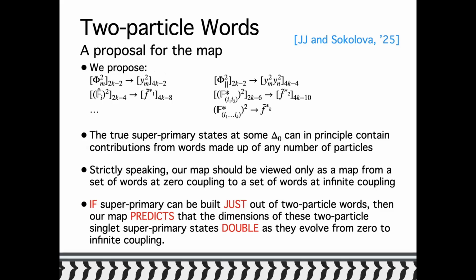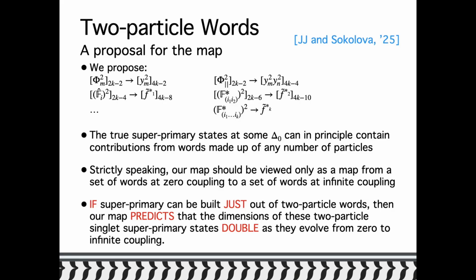Now, of course, this is a map, and we have to state some caveats here. The first thing is that the true superprimary states at some dimension can in principle contain contributions from words made up of any number of particles. So strictly speaking, this map is only a map from a set of words at zero coupling to a set of words at infinite coupling. It doesn't imply anything for the states themselves.